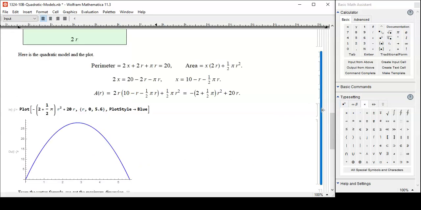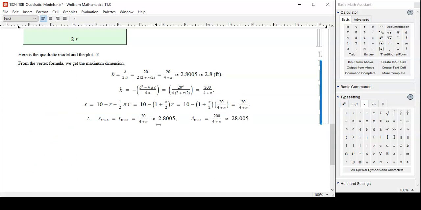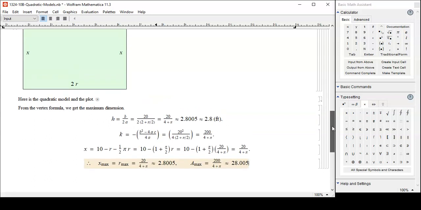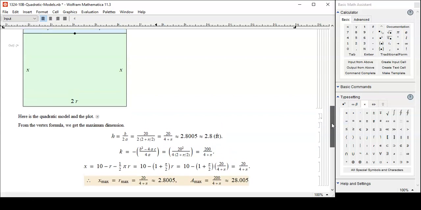Holy cow. Here we have this, and then about 2.8. Do we have maximum around 2.8? Yeah, it looks like it. And then around 2.8 we have maximum, and then area 28. And by the way, R max and X max turned out to be the same. That was a bit of a surprise.